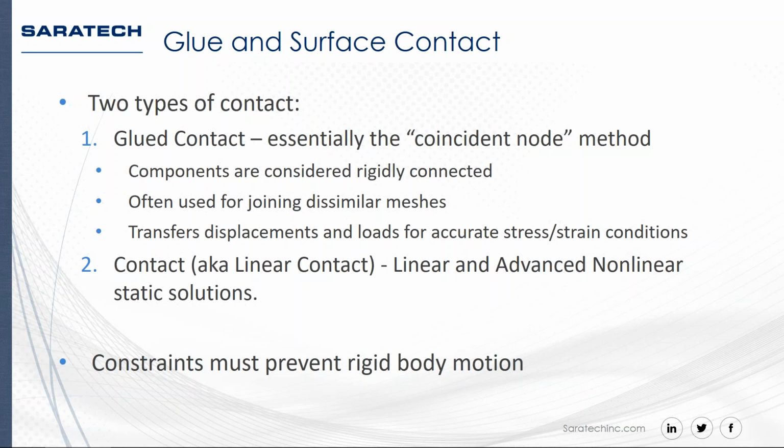You have glued contact, which joins components as if they were modeled using the coincident node, coincident merge method. So these parts are considered to be rigidly connected. This is a very nice and easy way to join dissimilar meshes because the grid points or nodes on the glued edges don't need to be coincident. And it does correctly transfer the displacements and loads, so it gives you accurate stress and strain results at the interface.